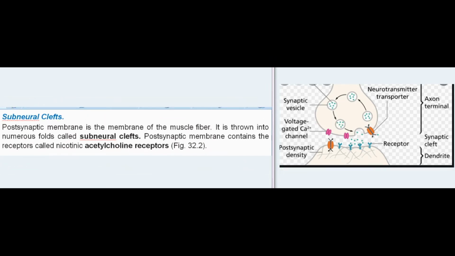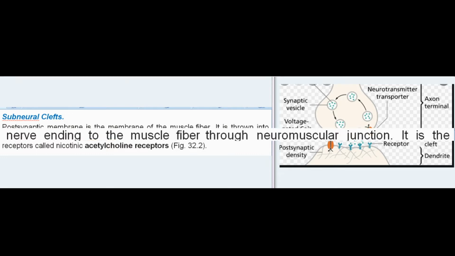Subneural clefts. Postsynaptic membrane is the membrane of the muscle fiber. It is thrown into numerous folds called subneural clefts. Postsynaptic membrane contains the receptors called nicotinic acetylcholine receptors, Fig 32.2.